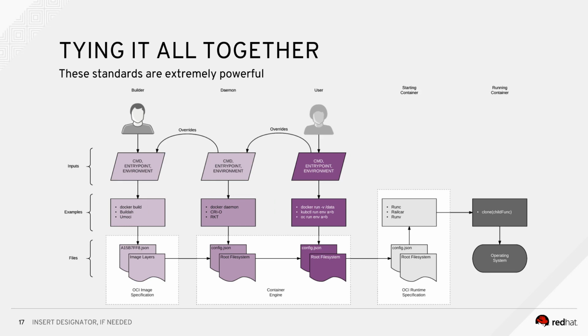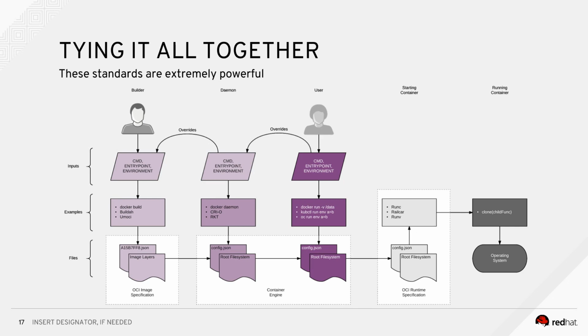So now let's go even a layer deeper. Start in the middle, and the most common role in this whole container space is the user. That's the person or even an orchestration system that wants to talk to a container engine to tell it to do something: fire up a container, stop a container, pause a container, whatever. The user is really in control of overriding anything that's set by default by the builder or the daemon itself.